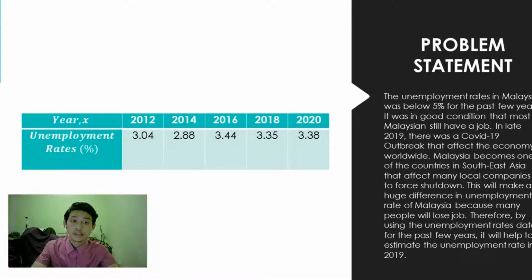Therefore, by using the unemployment rate data for the past few years, it will help to estimate the unemployment rate in 2019. On the left side, we can see a table of data collected year by year, from 2012 to 2020, with the unemployment rate stated for each year. To be clearer, our purpose was to estimate the unemployment rate in 2019. The next part will be continued by my friend.